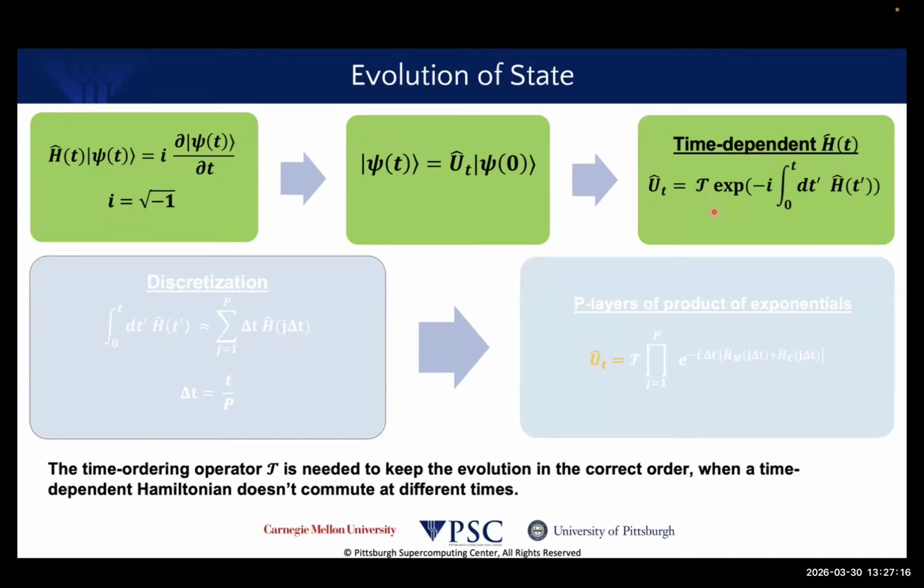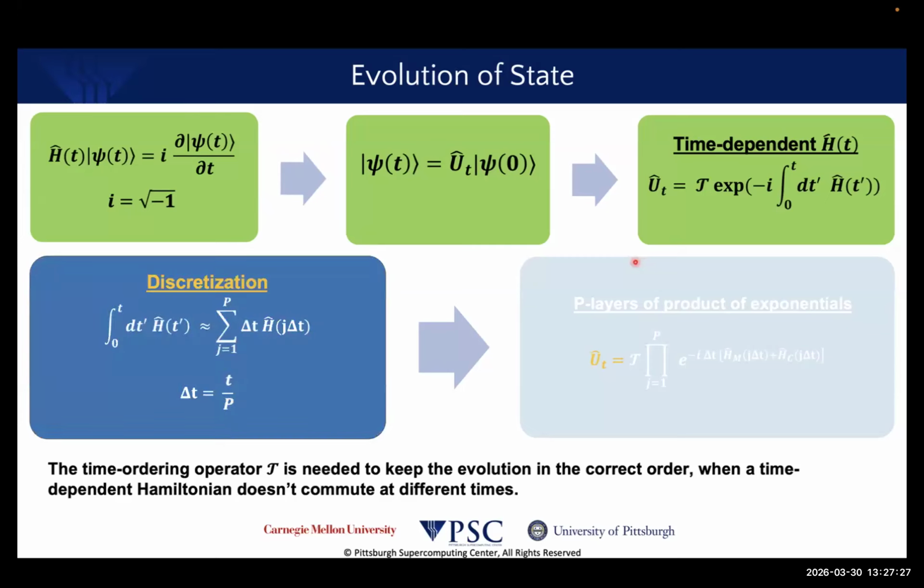The reason is that the Hamiltonians at individual time steps do not commute with each other. So first, in the numerical simulation, we have to discretize this integration into sums. For that, we have chosen this time step delta t, simply p number of times.